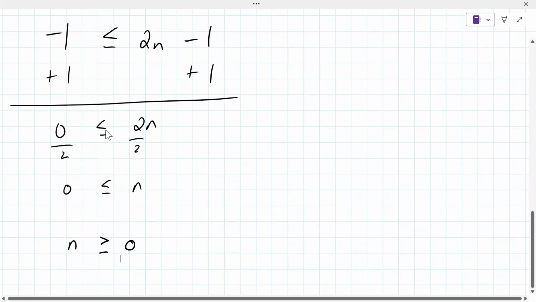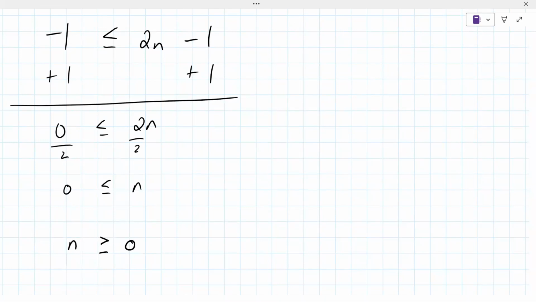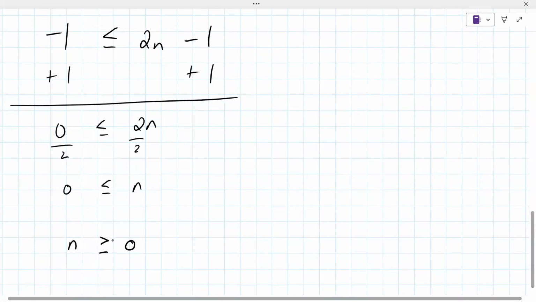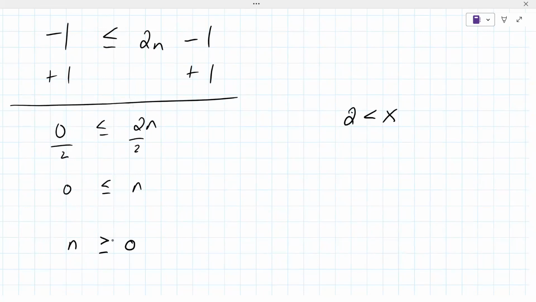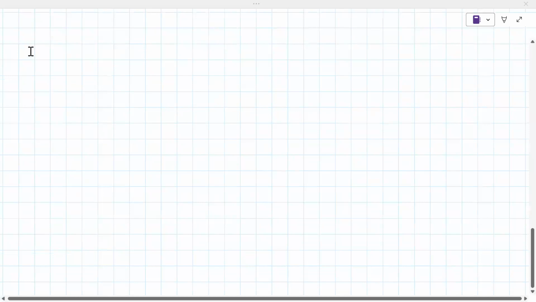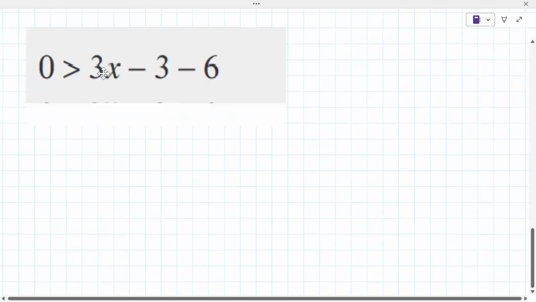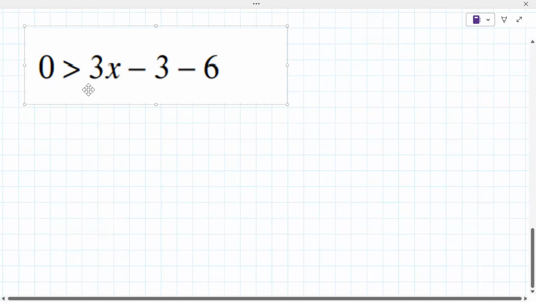Okay. So that's important. Even though 2 less than x is correct, x greater than 2 is really, really correct. Any questions on that? No, stupid mistake. Okay. Let's try another one here. Go ahead and give this one a try, please.